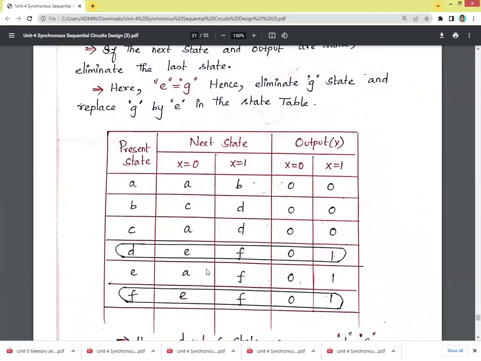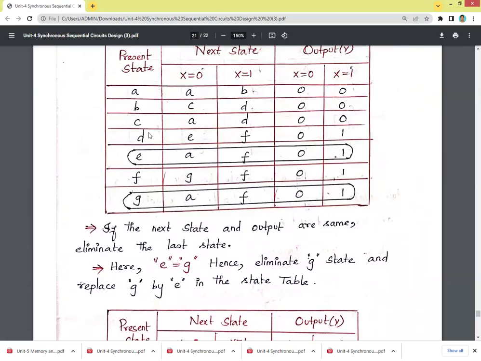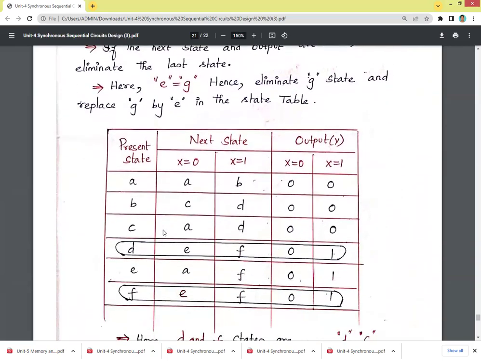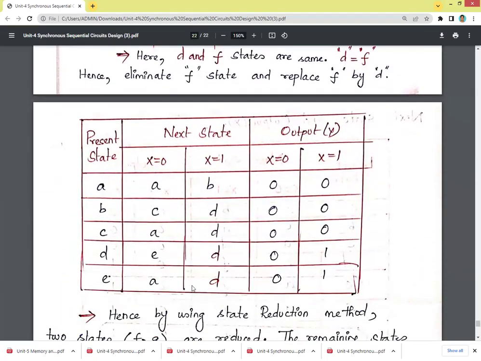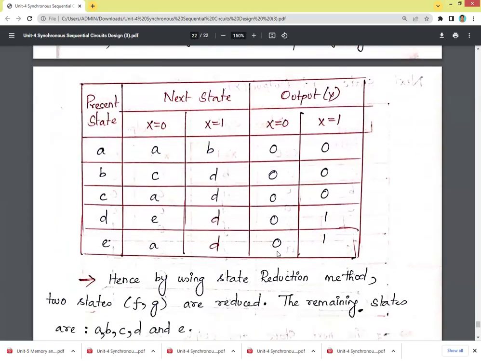Now your reduced state table will have only 6 states. From 7 it is reduced to 6. Now again, your last state is F, with next states E and F and output 0 and 1. Similarly here also, both states have the same next state as well as the same output. Now we have to remove this F, and wherever we have F in this table, we have to replace it with D. So now your reduced state table will become like this. Here your reduced table has only 5 states. So from 7 it is reduced to 5.